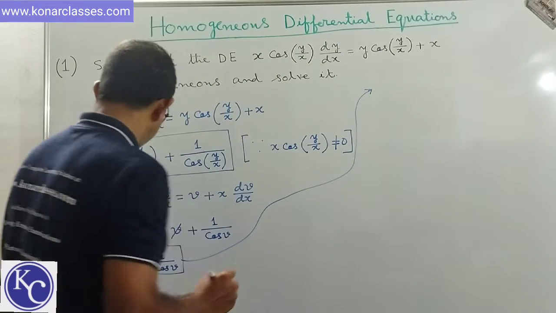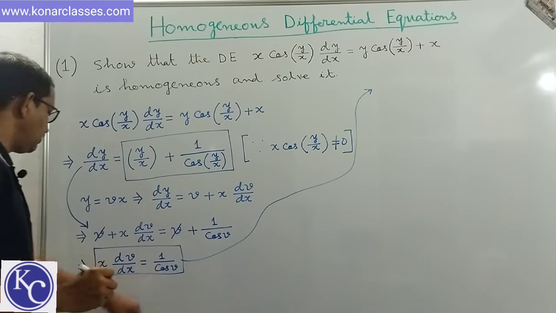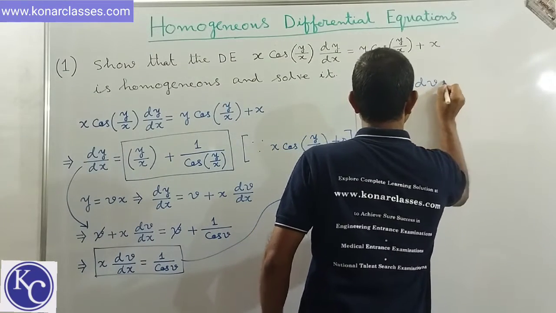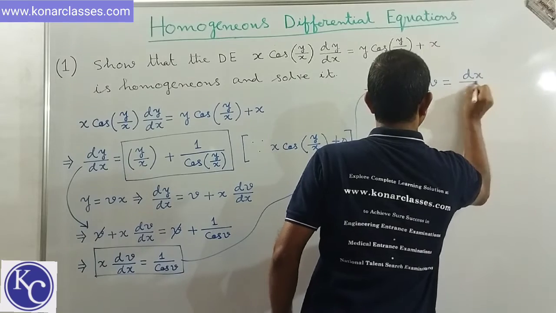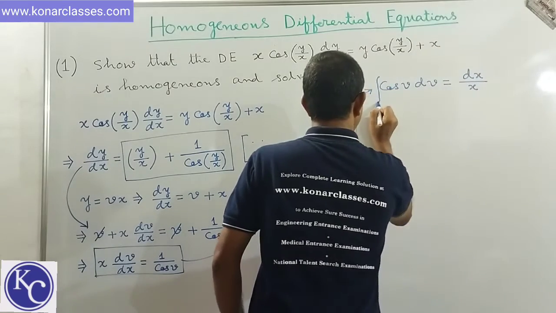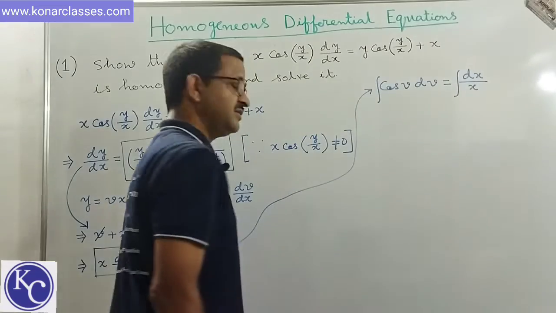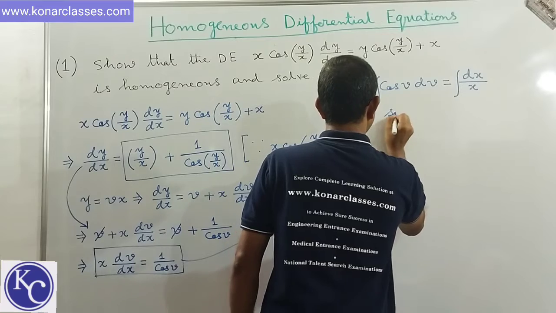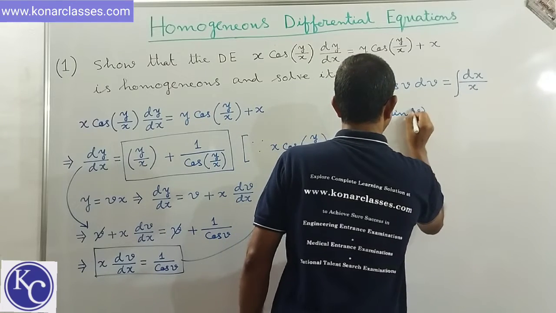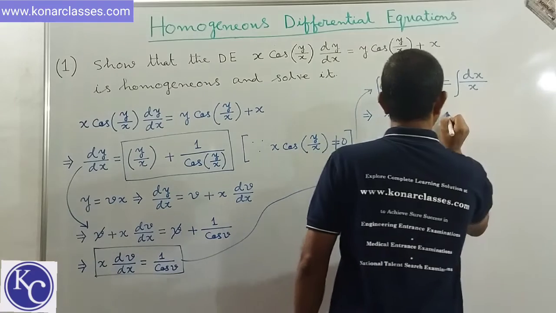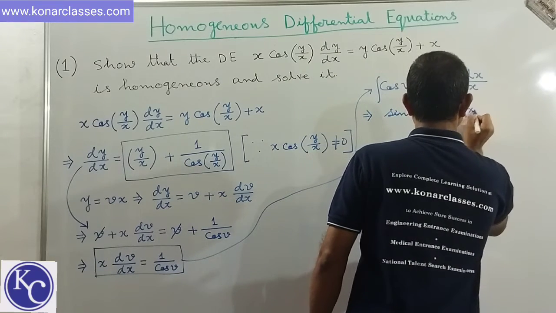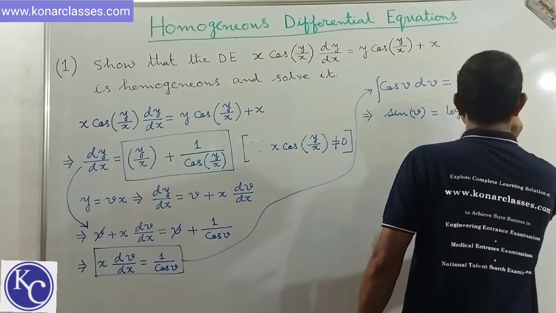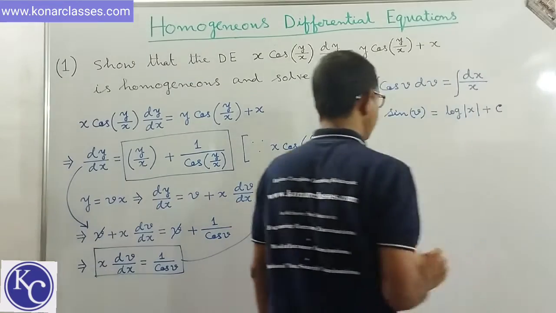Now from here, let's solve. That means cos v dv is equal to dx by x. Cos v dv is equal to dx by x. Now we will integrate both sides. What is the integration of cos v dv? That is equal to sin v. Sin v is equal to the integration of dx by x, that is log|x|, plus 1 integrating constant, that we can consider as c, correct?